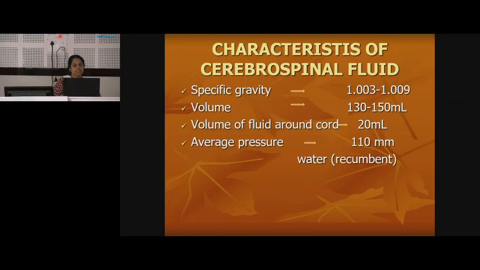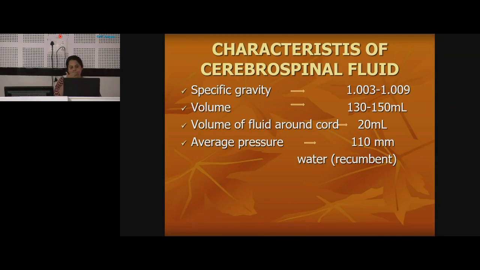The characteristics of CSF, specifically its specific gravity, are very important when we give spinal anesthesia to the patient. The specific gravity of CSF is usually from 1.003 to 1.009. Volume is 130 to 150 ml. And the volume around the spinal cord is around 20 to 30 ml.